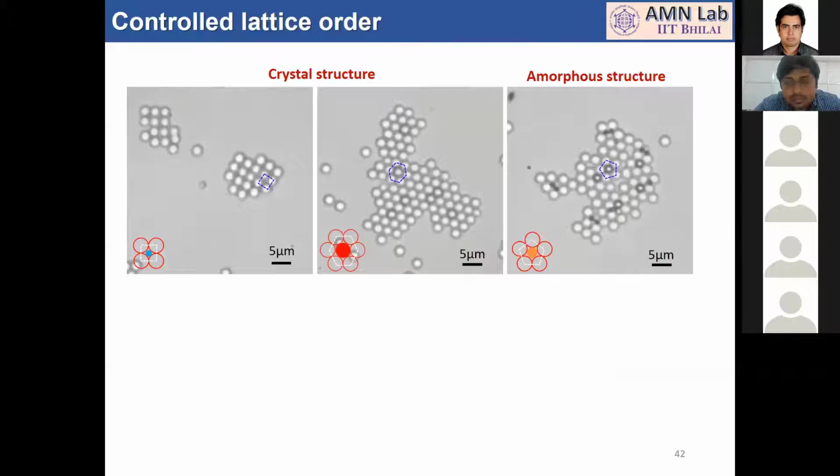Like we can form the structures of different lattice order, like the crystals of hexagonal and square lattice, or the amorphous structures with a completely disordered state. The lattice order of these structures is basically defined by the shape of the unit cell. If you start with a square unit cell or hexagonal unit cell, then you can always pack them in an ordered state. This is easy to pack in an ordered state.